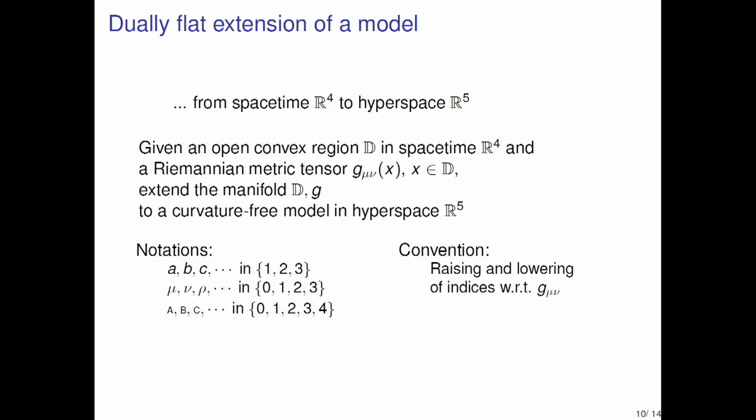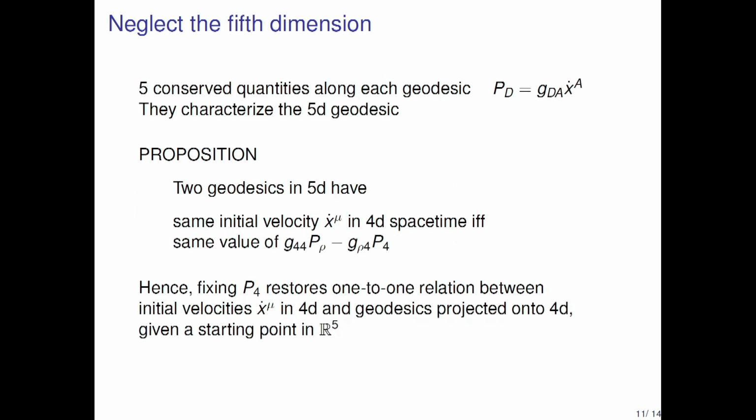I want to extend from spacetime as known in the theory of Einstein to a hyperspace, 1 extra dimension. And I have a Riemann metric tensor given, and I can extend that to get a curvature-free model in 5 dimensions. I have some note here about notations, but let me skip that. And then you have a 5-dimensional model, and you neglect what happens in the 5th dimension to get again a description of what happens in the 4th dimension.